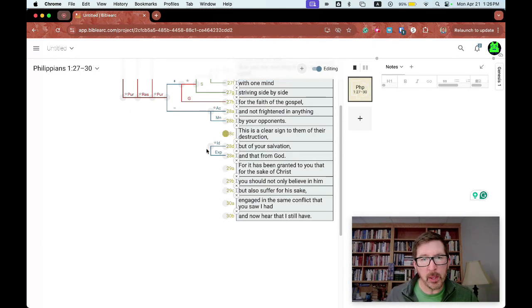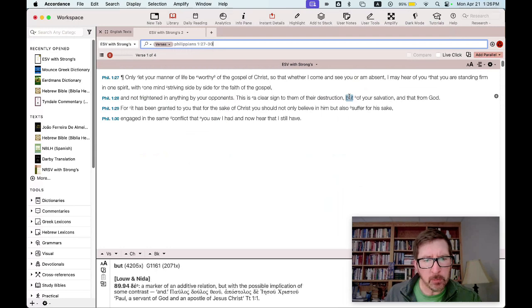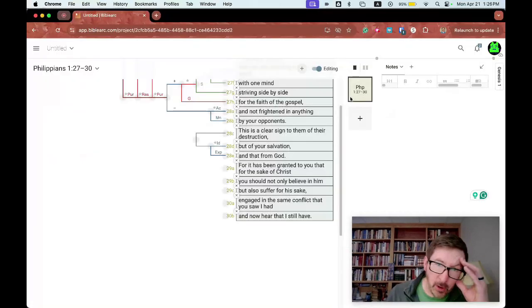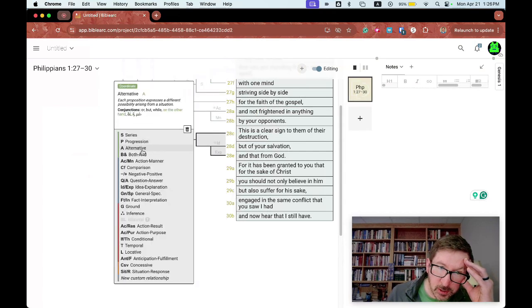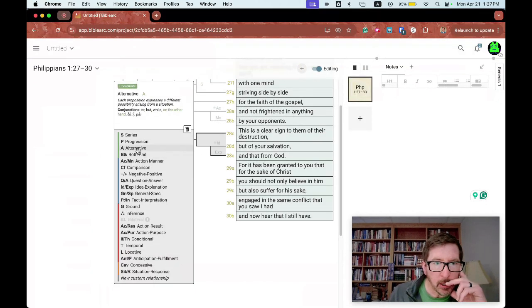Now, one thing that has always, I don't know, it'll be interesting to get into the commentaries here in a little bit, because we have, this is a clear sign of their destruction, but of your salvation. Why the word "but" there? I just have never really understood that, and so it's a marker of annotative relation, a possible implication of some contrast. Okay, so maybe "but" is not the right word, but it is a contrast. Like, this is their destruction, but of your salvation. So it's not an alternative day. I suppose it could be an alternative, but it's not.